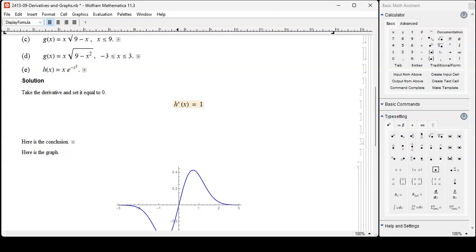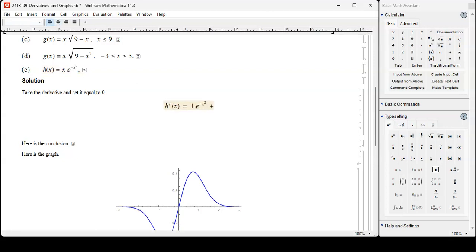Derivative of the first function times the second function, this exponential, plus first function times the derivative of the second function, but exponential always remains the same. And then you have to multiply the derivative of the inside. That's the derivative of negative x squared, so this is negative 2x. And that's equal to 0. Okay, all right. How do you solve it?